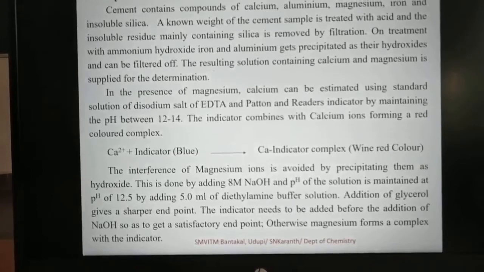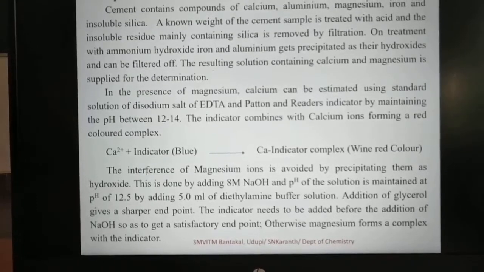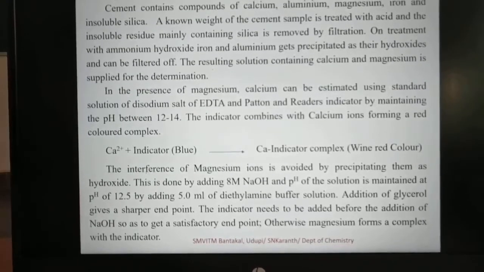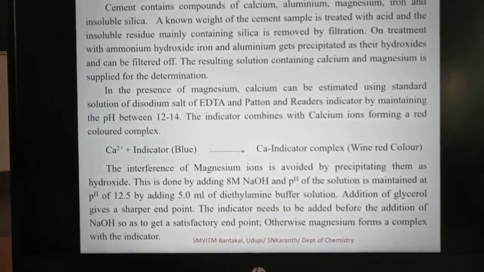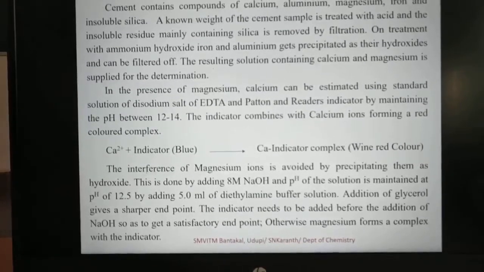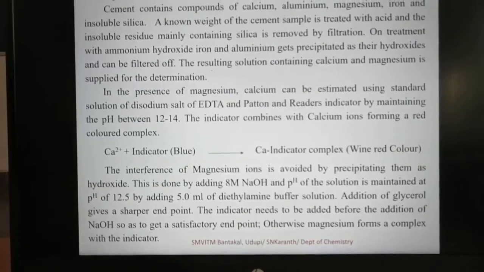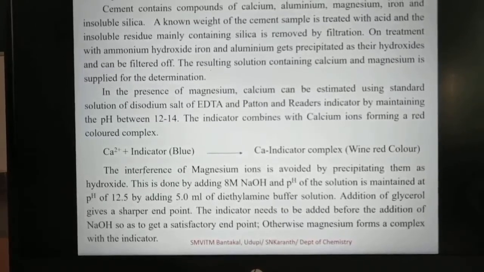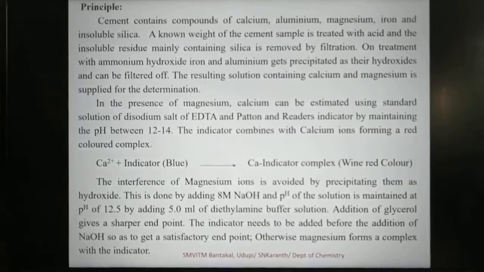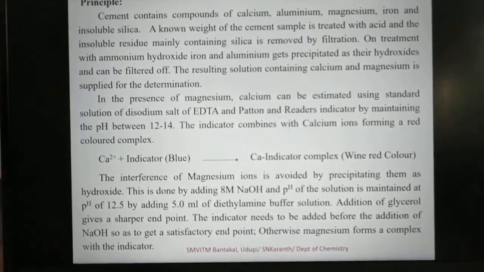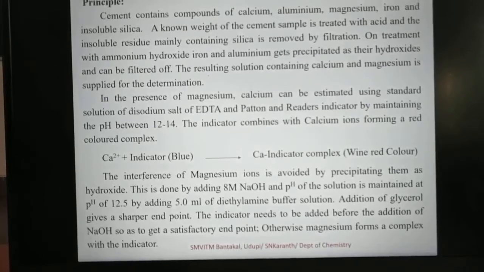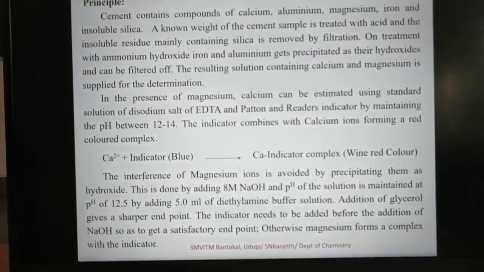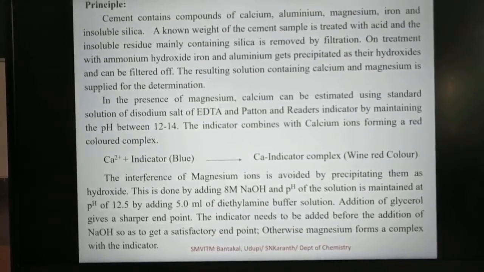Before carrying out the titration, we have to remove the insoluble silica. So a known weight of cement is treated with acid. Then it is filtered so that we can remove almost all the insoluble silica. Then, in the remaining solution, the aluminium and iron are removed by the addition of ammonium hydroxide, so they get precipitated as their hydroxides.